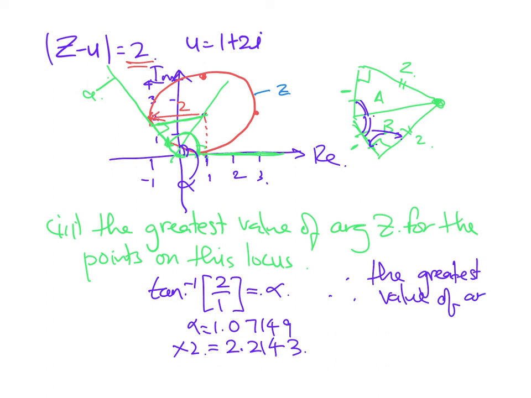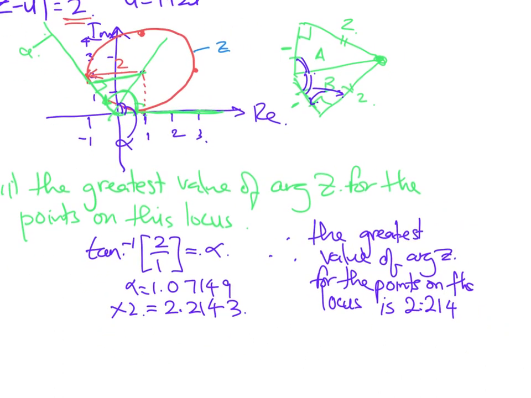Therefore the greatest value of arg z for the points on the locus is 2.214 radians.